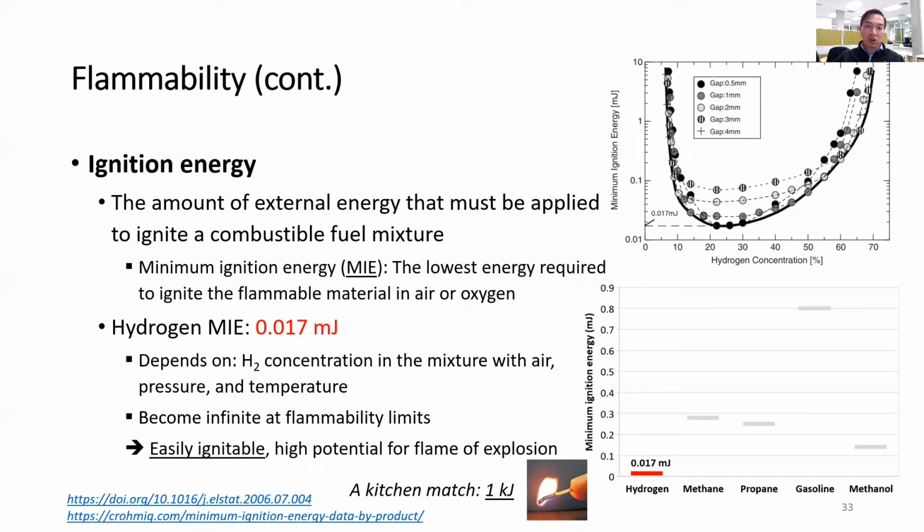mixture. If you look at the figure on the top here, don't worry too much about all the circles and the lines, just focus on this lowest number. The minimum ignition energy is the lowest energy required to ignite a flammable material in air with oxygen. For hydrogen, this value is 0.017 millijoule. This is the lowest energy of the spark required to ignite your hydrogen when it's in mixture with air or with oxygen.